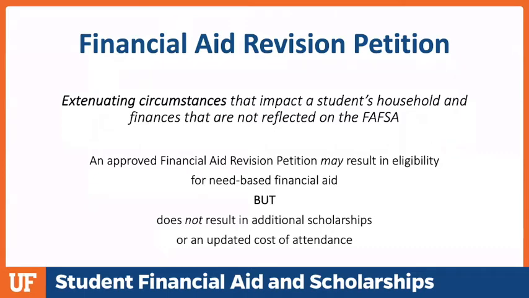The hope of completing the financial aid revision petition is to see if we can reduce the student's EFC based on the submitted information that you provide us. A lower EFC may result in an increased eligibility for need-based financial aid. And when I say need-based financial aid, I mean aid like the federal Pell Grant or federal direct subsidized loans. One thing to keep in mind is that having an approved financial aid revision petition may result in that eligibility for need-based aid, but it does not result in additional scholarships or an updated cost of attendance.